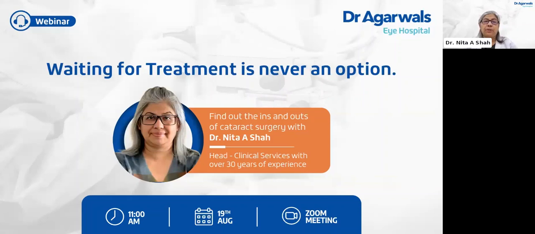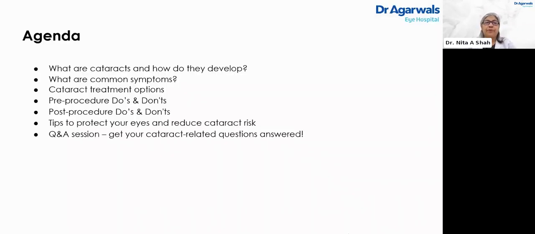So, let's talk about the ins and outs of cataract surgery. So, what we are going to cover. If you have any questions pertaining to this, you can start typing it in your chat box. What are cataracts and how do they develop? What are the symptoms, which means how will the patient make out that he has a cataract? What are the treatment options available? And once it is decided that you're going to undergo treatment, what are the pre and post surgery do's and don'ts? And how do we protect our eyes to reduce the risk of cataract? And of course, most important, to get your cataract related questions answered.